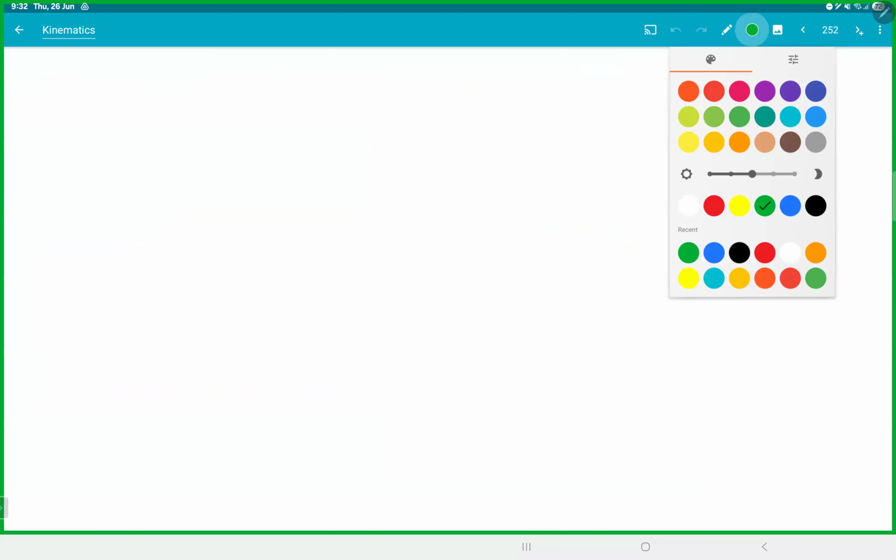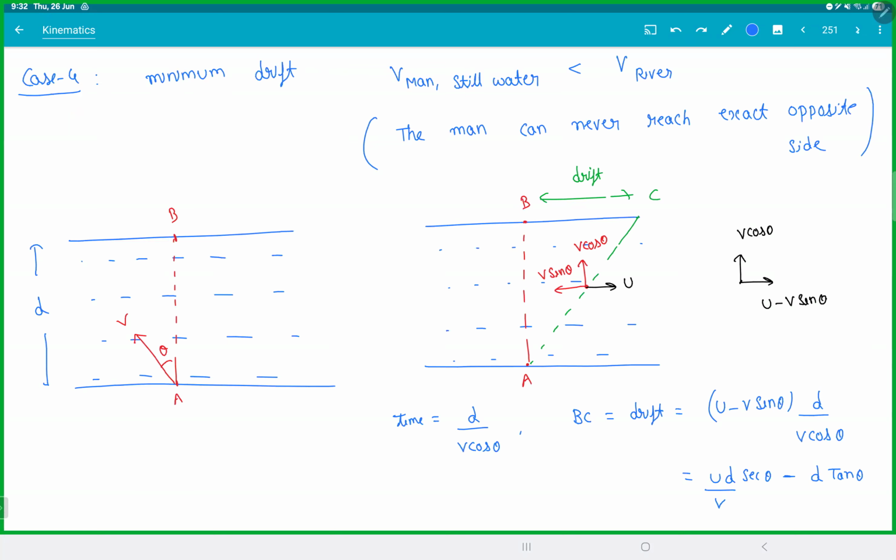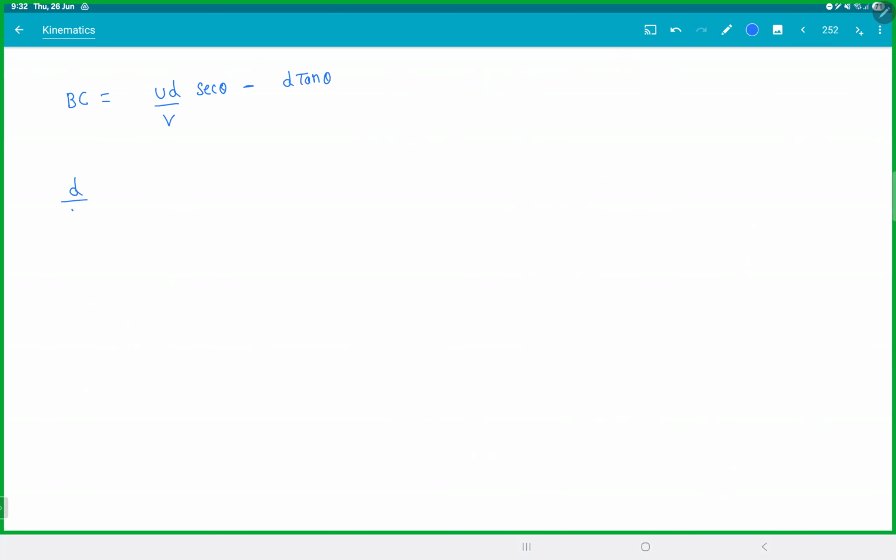All we are doing is simply speed into time. So we get the drift BC as UD by V sec theta minus D tan theta. Since you want to minimize this function, maximum minimum, d(BC)/d theta equals 0. The differential of UD by V sec theta is sec theta tan theta. The differential of tan is sec square theta, equal to 0. D goes off, you will end up with U by V tan theta minus sec theta is equal to 0.